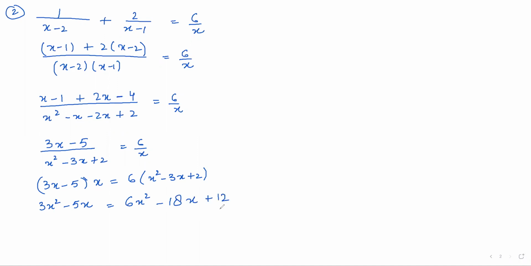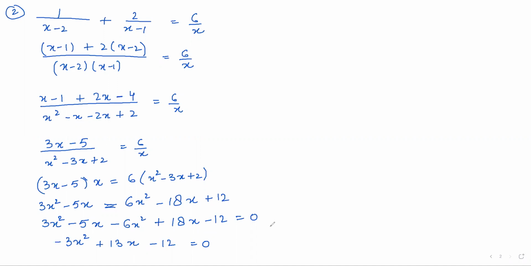Now at this step, Martin, you are making mistakes. When you are shifting, like take everything on the left side, just don't worry about the sign. Change the sign: minus of 6x square plus of 18x minus of 12 is equal to 0, right? So now you get 3x square minus 6x square, so you are getting minus of 3x square. Now in your answer, there's no minus, right? Minus 5 plus 18, so that becomes plus of 13x, right? And then you have minus of 12.